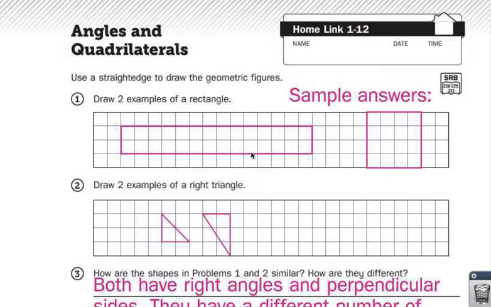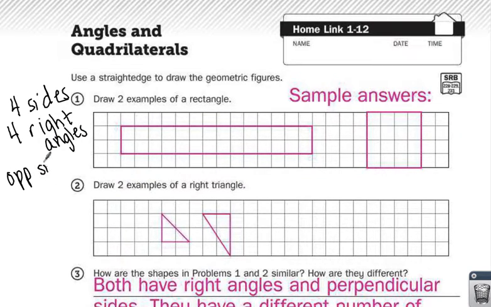Remember, some of the properties of rectangles are that they have four sides. They also have four right angles. Opposite sides are parallel to each other. You could also say that they have four vertices, which are the points where two line segments meet.